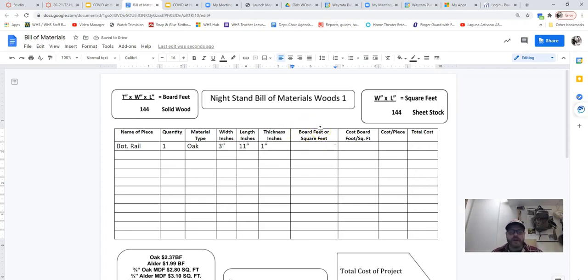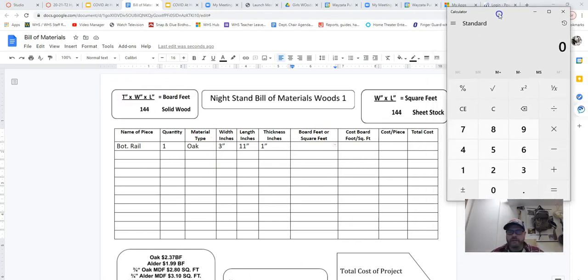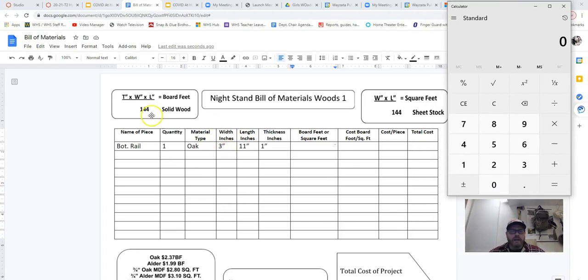So here's the first place we've got to do math. This is asking me to calculate the board feet or square feet. My bottom rail is solid wood, so I need to use this equation right here. I'll get my calculator out. Thickness is 1, so 1 times the width, which is 3, times the length, which is 11, and that equals 33. And I've got to divide all of that by 144. I get the answer of 0.2, and we'll just round it to 0.23 board feet.